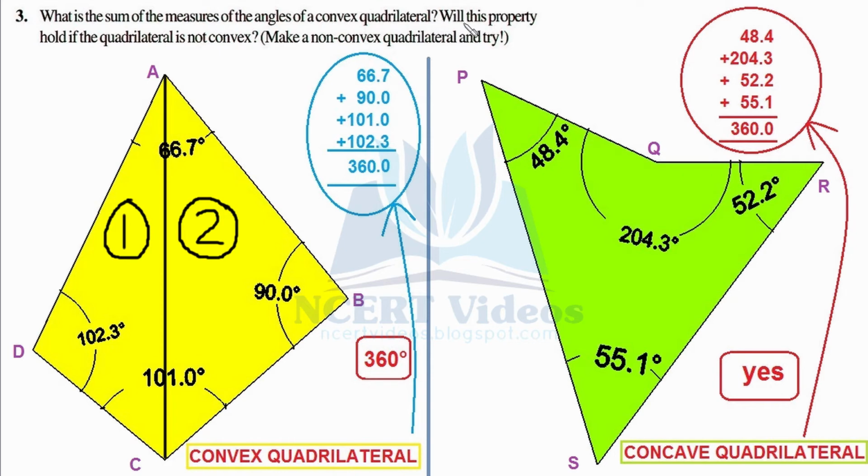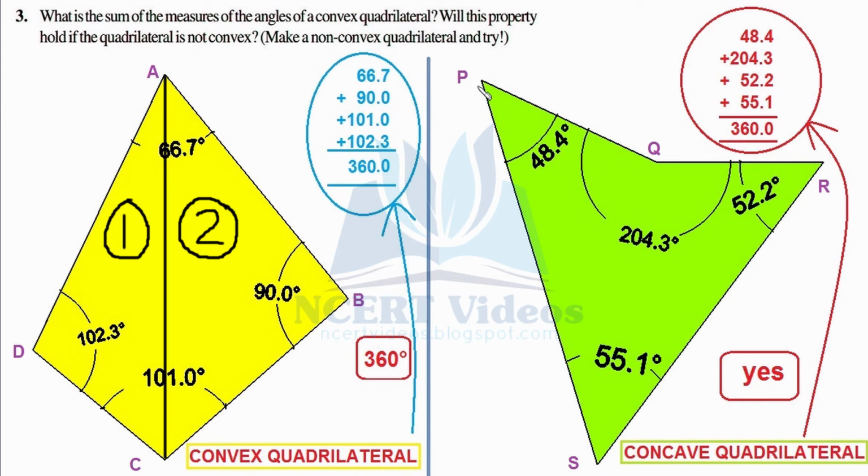Now it says, will this property, the property it is referring to is this only, that is, the sum of measures of angles of a convex quadrilateral equals 360 degrees, hold if the quadrilateral is not convex? It simply means we have to construct a concave quadrilateral. And you know very well again from our question number 1st and 2nd that a concave quadrilateral is a polygon in which at least one angle inside the boundary of that quadrilateral is greater than 180 degrees. So we try to construct a concave quadrilateral.